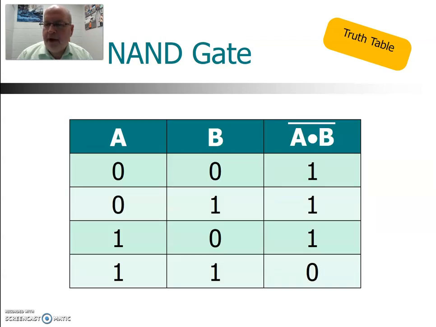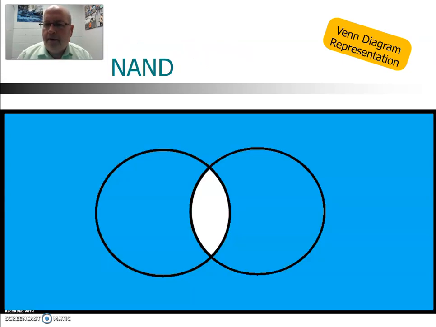So we have 1, 1, 1, 0. Previously for the AND gate we had 0, 0, 0, 1. So we just inverted the output. And we can indicate that with our Boolean indication by having A multiplied by B and then putting an overbar over the top. That overbar indicates the not function or the inversion. So it is not and, and then the output is inverted. Venn diagram looks like this. It's exactly the opposite of what we had with the AND.